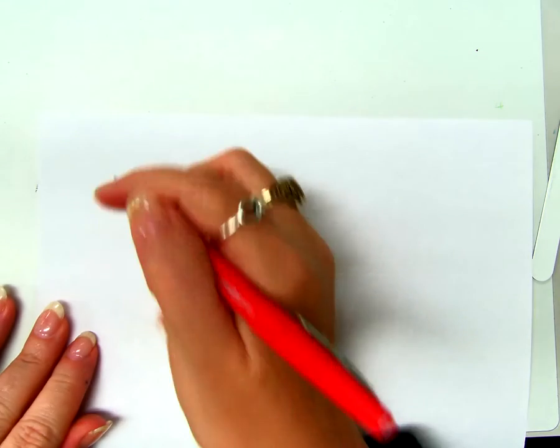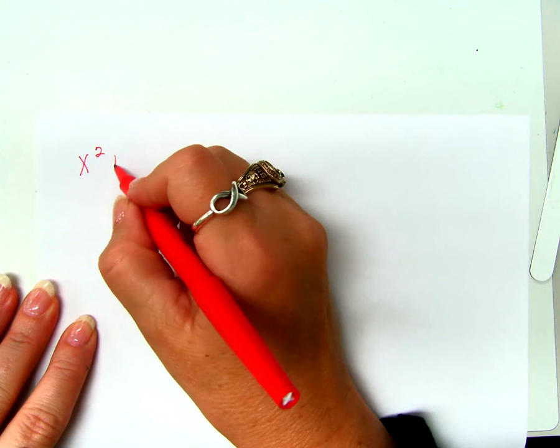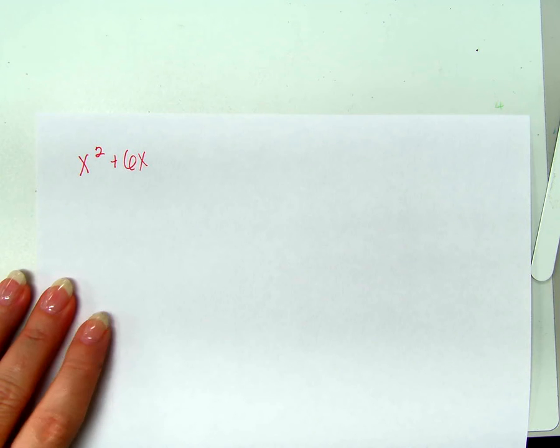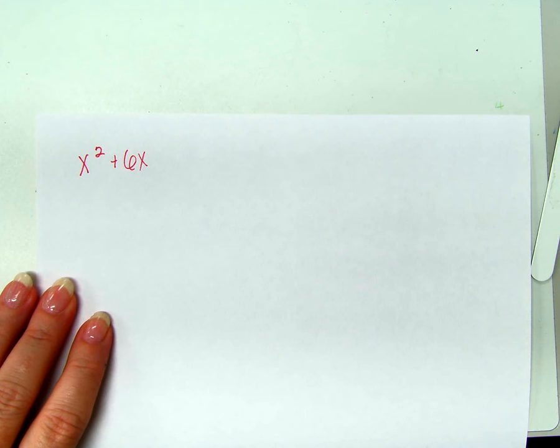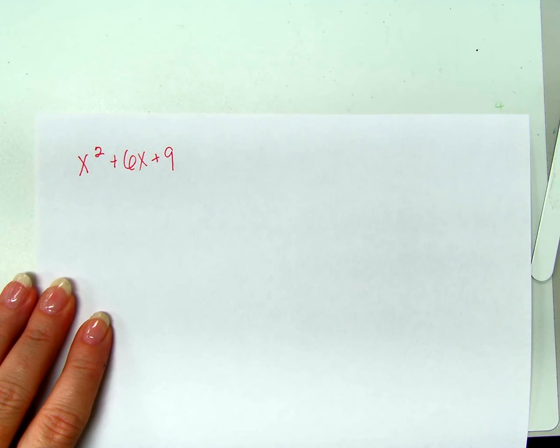Let me ask you this question. X squared plus 6x. What did you tell me I did with the x terms? So what's half of 6? And then what did I do with that number? Boom. That's a complete square. It's a perfect squared trinomial.